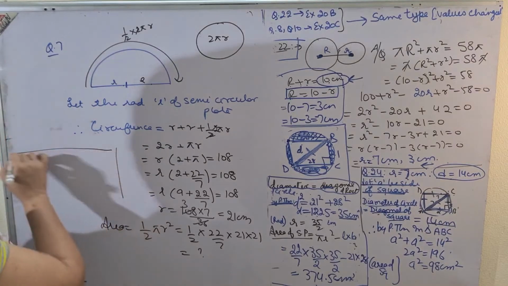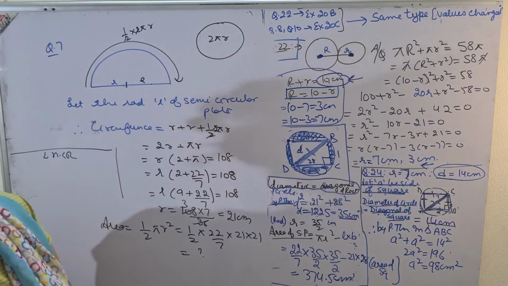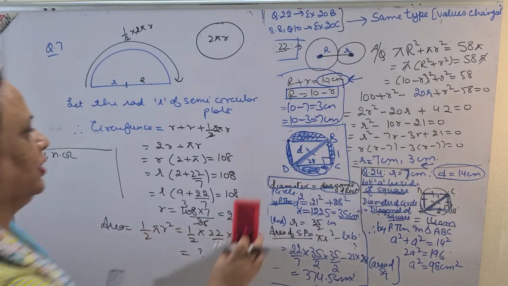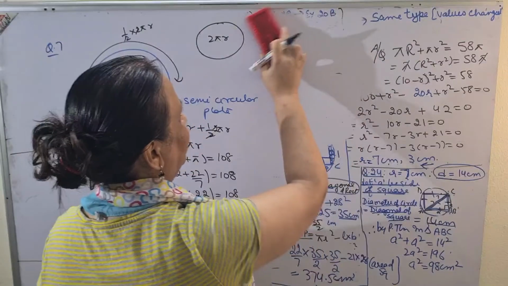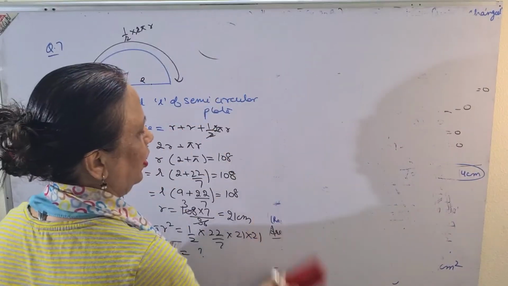Make a rough column at the left hand side or right hand side. Be very neat and clean in your calculations, so that when you check it again, if you have to, you can do it and there is no mistake at all.